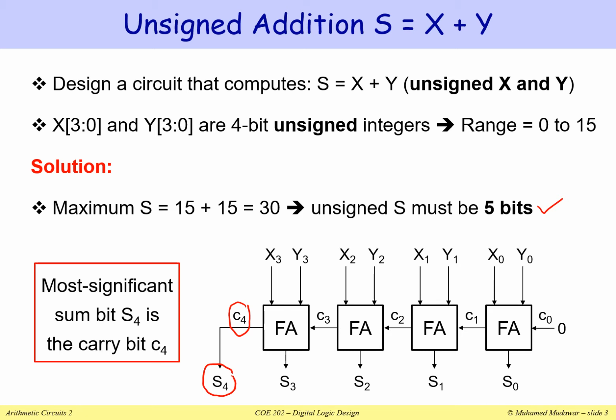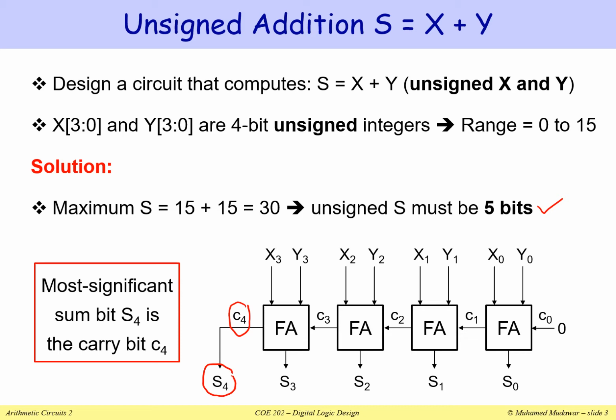So we use the carry as the most significant bit when we are adding unsigned integers. So the final sum consists of 5 bits, from S0 to S4. So these are 5 bits. So the 5 bits will give you the exact sum of the unsigned integers.